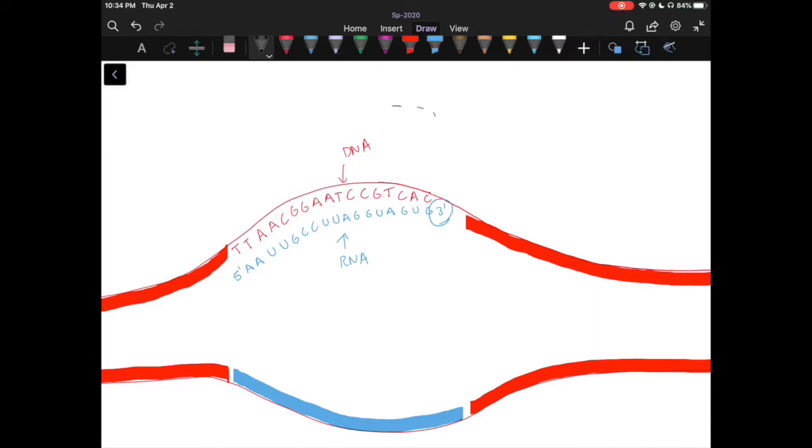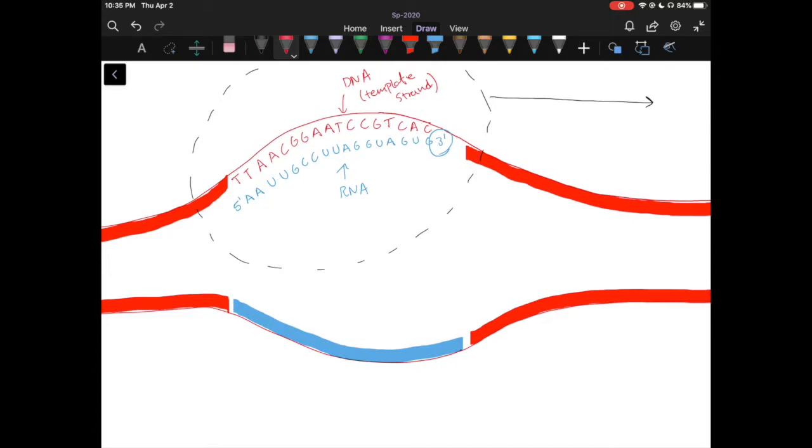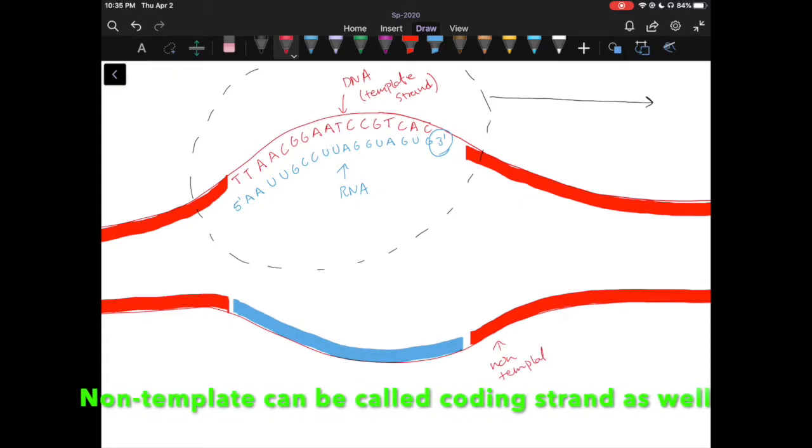So our enzyme that helps us with this is kind of engulfed in this, and so I'll label it RNA polymerase. And what this enzyme does is it goes along the DNA strand. The strand that is transcribed is known as our template strand, and the strand that is not transcribed is known as our non-template strand.